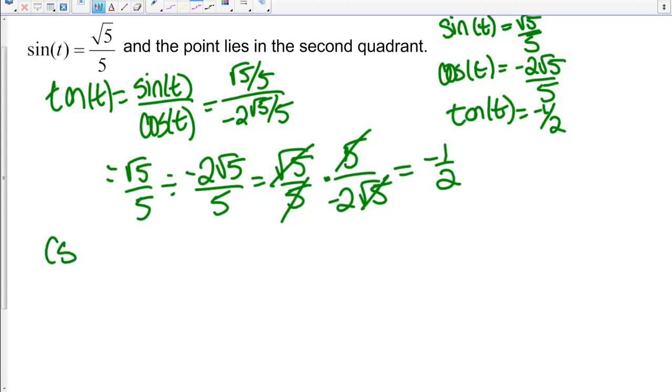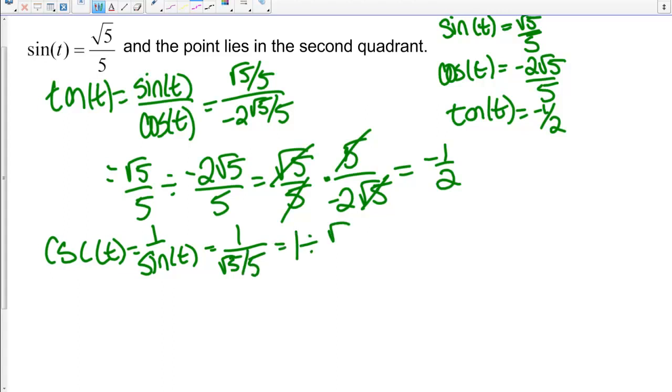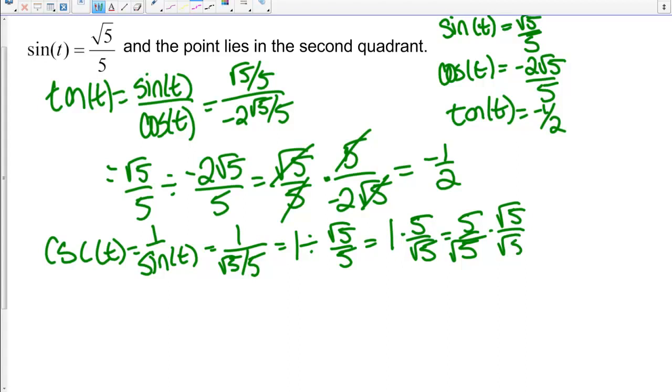If we do the cosecant of t, that's 1 over sine of t. So 1 divided by square root of 5 over 5. We can rewrite that. Make it multiplication. We don't like square roots in the bottom, so we're going to rewrite 5 over square root of 5, multiply it by square root of 5 over square root of 5 to get 5 square root of 5 over 5. 5's cancel, and we're left with square root of 5. So the cosecant of t is square root of 5.